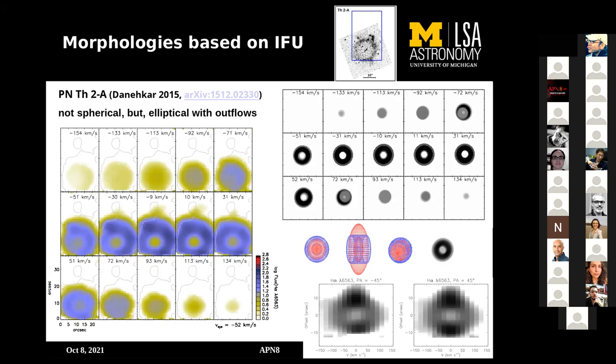Here is the object TH2A, which I studied in 2015, published in A&A. This planetary nebula was previously identified as a round, spherical planetary nebula, but as you see, the IFU shows that it has elliptical morphology. You see in the position-velocity diagrams there are jets, or rather an extended outflow, polar expansion reaching velocities up to 100, while we have a mean expansion of 40 kilometers per second. So this planetary nebula is not round anymore.